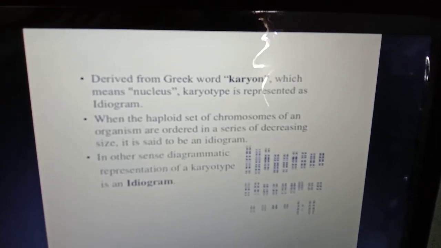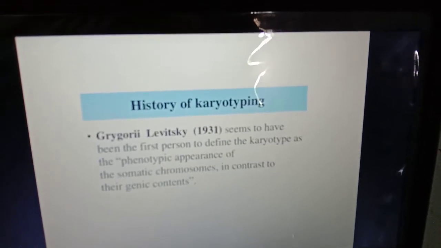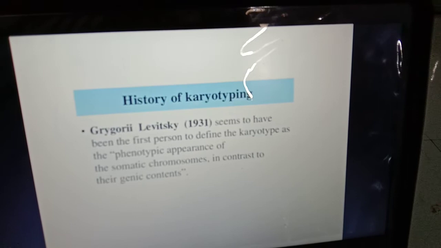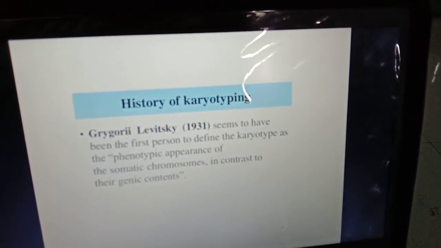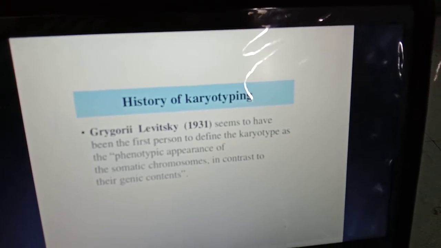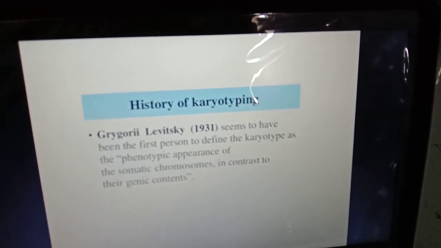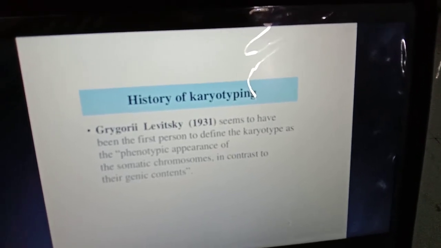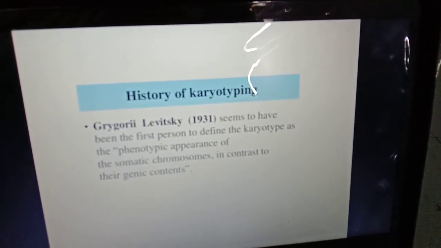We can also look at the history of karyotype. Grigory Levitsky in 1931 seems to have been the first person to define the karyotype as the phenotypic appearance of the somatic chromosomes. This point is important: the somatic chromosomes, in contrast to their genetic content.